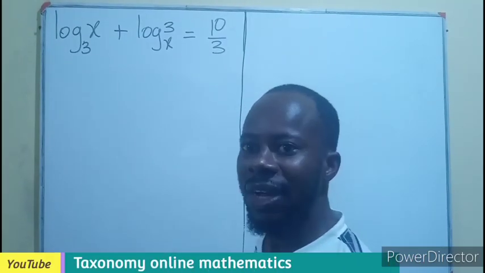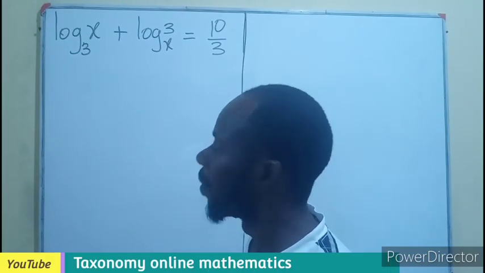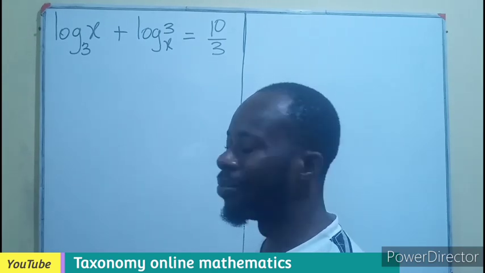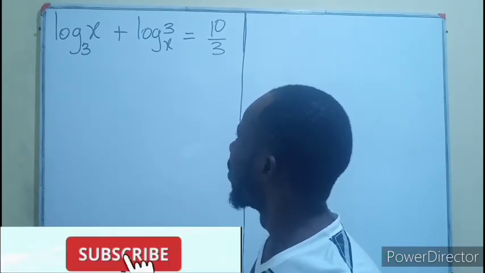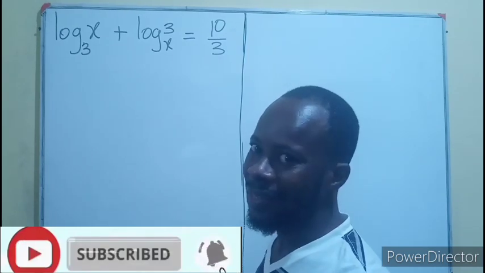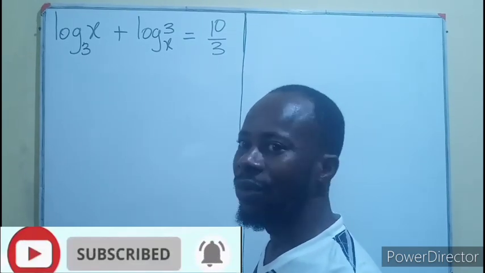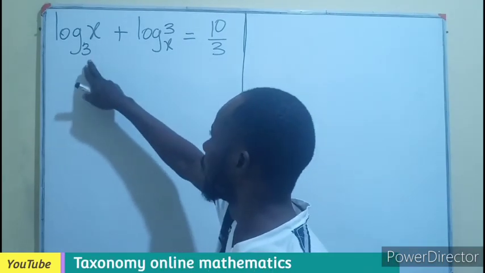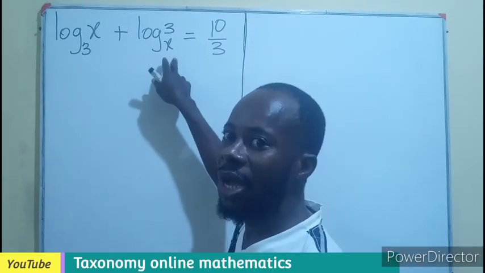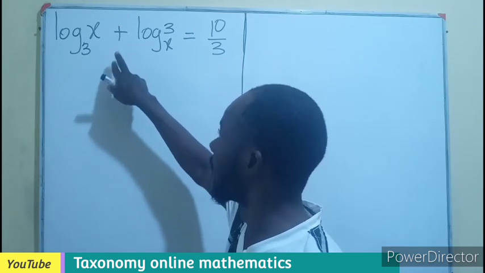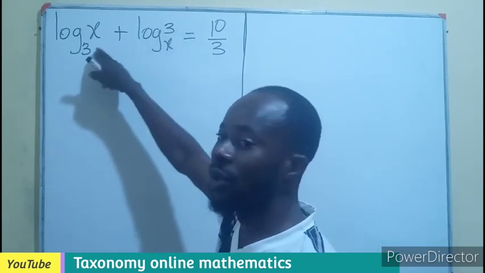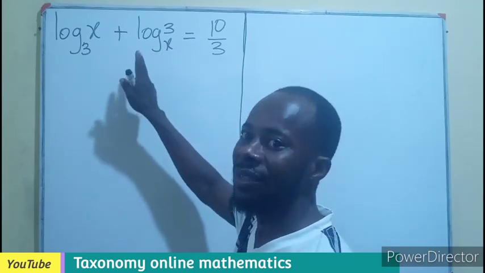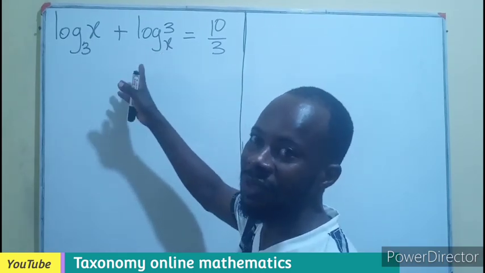Let's provide an answer to this question. This is under logarithm. So we have log x base 3 plus log 3 base x equals 10 over 3. We know if these had the same base, we would employ the property of multiplication, whereby we multiply the arguments. But here we have different bases, so we need a change of base.